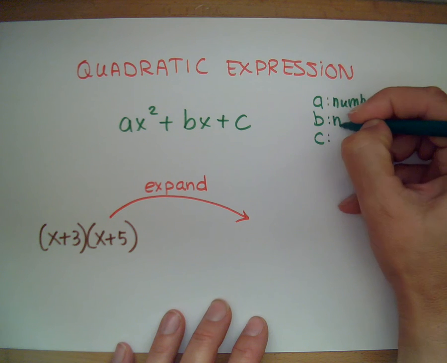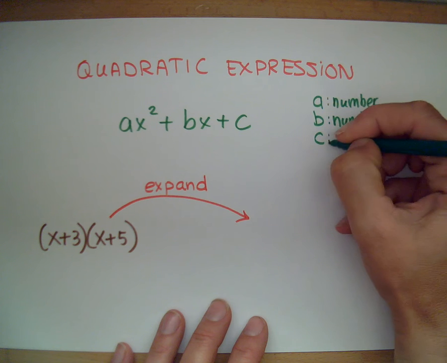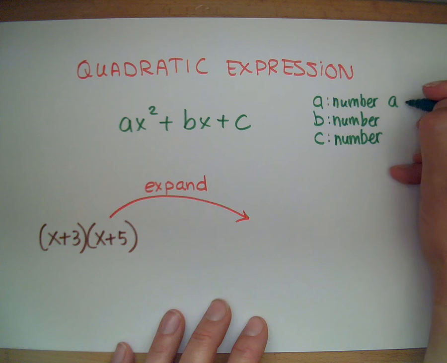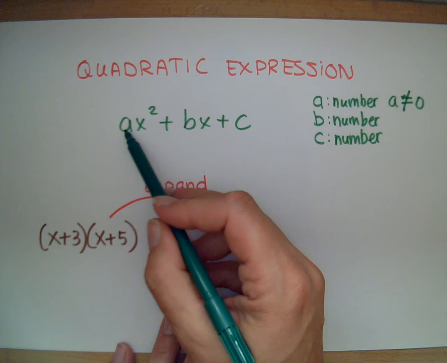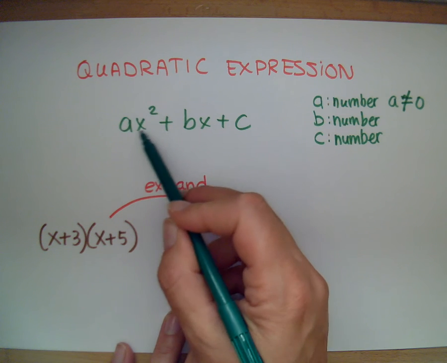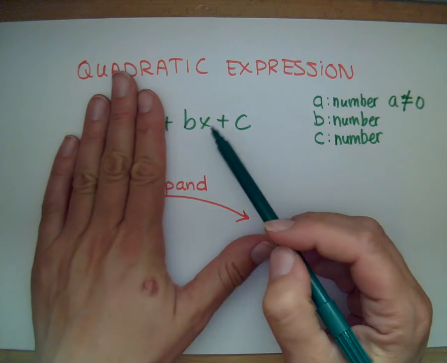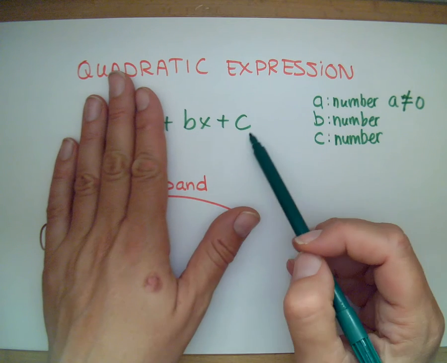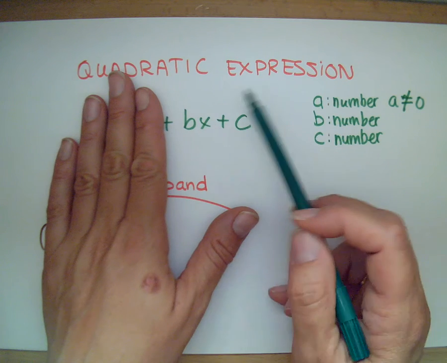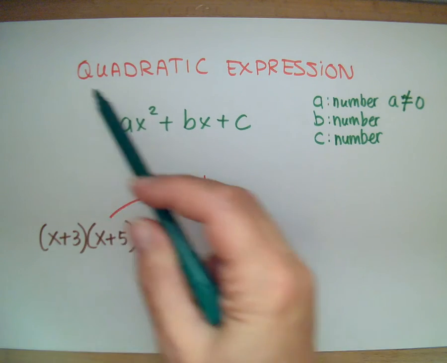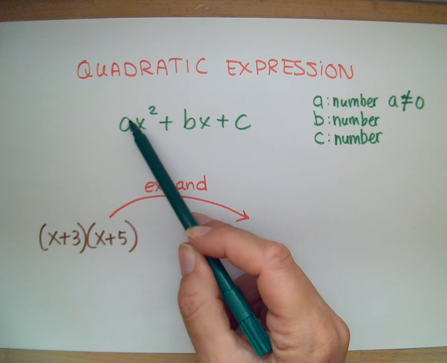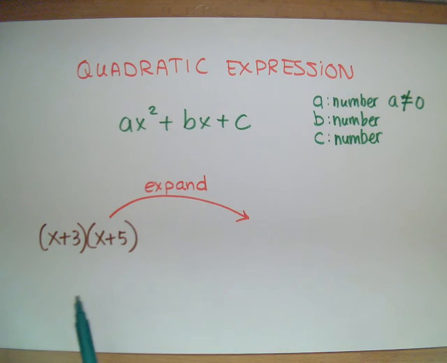A is a number, b is a number, c is a number, but for a, we have to say a cannot be equal to 0, because as soon as a is equal to 0, there is no x squared, and it'll just be x multiplied by a number, plus maybe another number. That's not a quadratic expression. The x squared bit is what makes it quadratic, and so we need this a to be anything but 0. Yes?